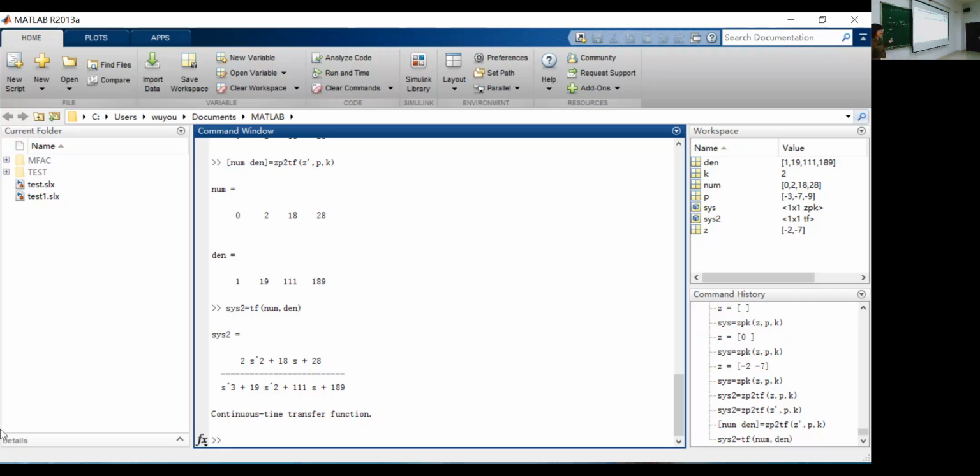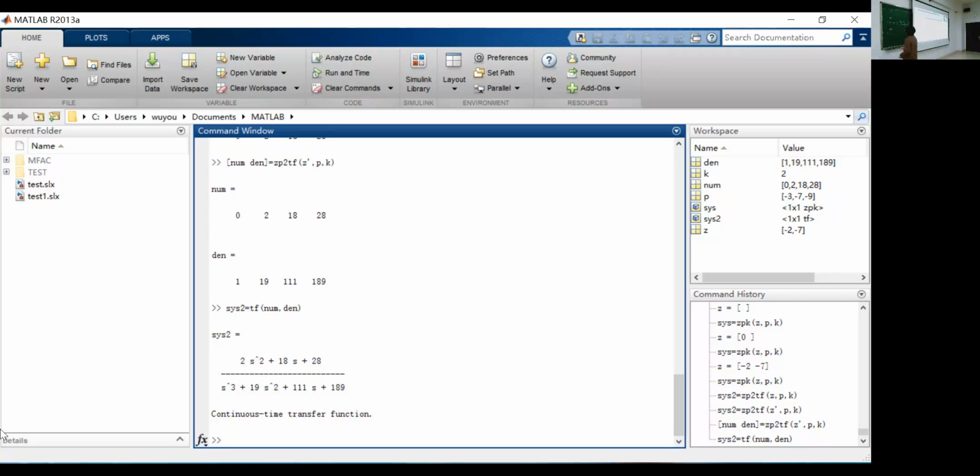So from the form ZPK to transfer form TF, there are two steps you need to process. One is to get the numerator and denominator for TF by this code, as long as you know the Z, P, and K, right? And once you get the numerator matrix and the denominator matrix, just use the code TF to get the system transfer function in form of TF.